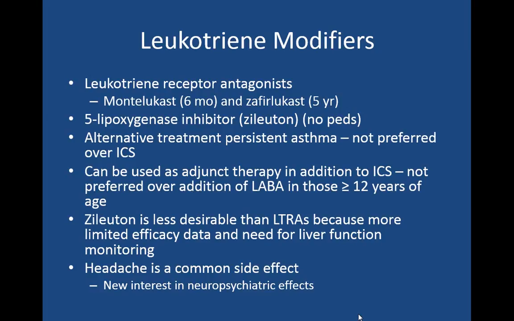Leukotriene modifiers, you probably see these a lot. So montelukast or zafirlukast are our leukotriene receptor antagonists, and then zileuton is the 5-lipoxygenase inhibitor. Leukotrienes can induce bronchospasm or other inflammatory processes, so we try to block those, and that's how these drugs work. They can be considered alternate treatments for patients who have persistent asthma, but no therapy is more beneficial for a patient with asthma than inhaled corticosteroid.